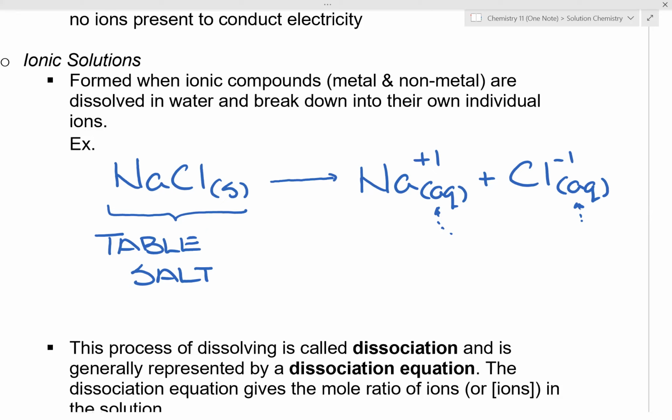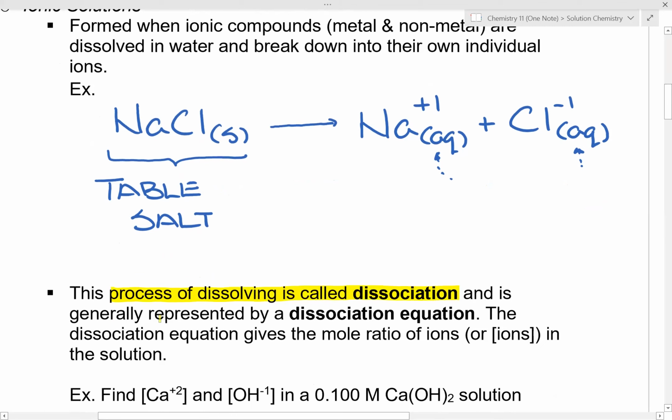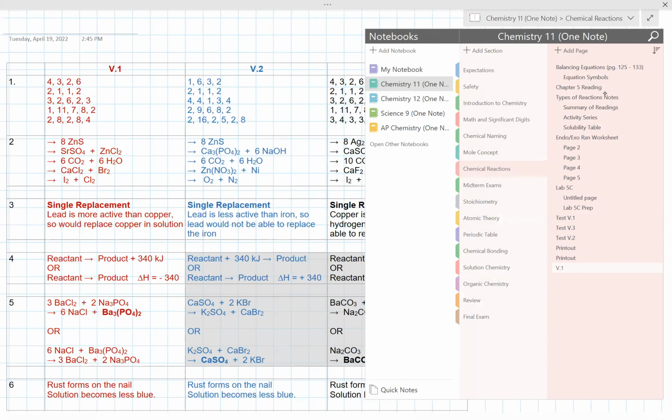equation. Now, this process of dissolving is called dissociation. The breaking apart into its component ions is called dissociation and is represented by a dissociation equation. Now, one thing I would like you to be aware of is this. This looks very similar to something you learned back in chemical reactions.